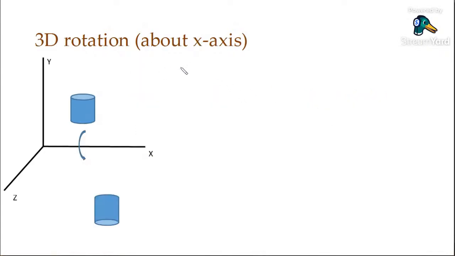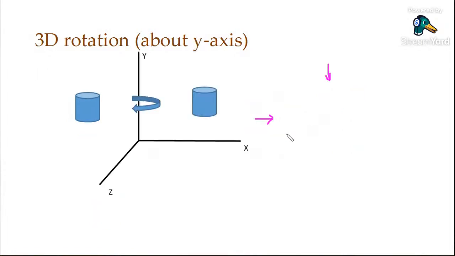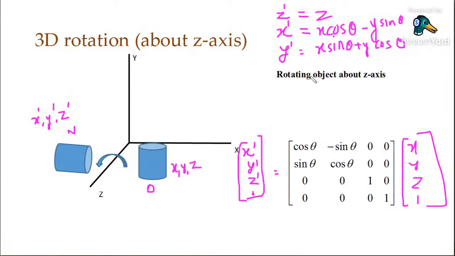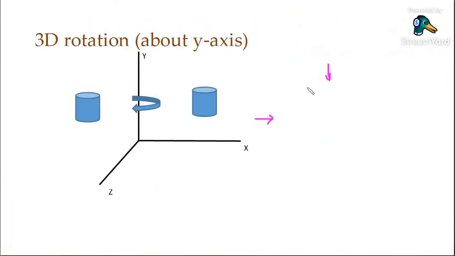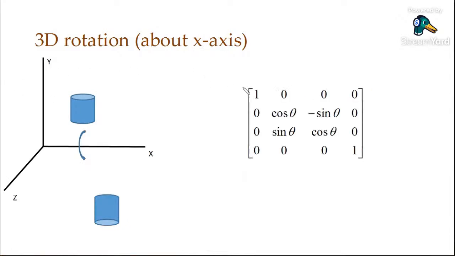Similarly, we have rotation about x-axis. So this is a rotation about x-axis. So 1 0 0 0, 0 cos theta minus sin theta 0, 0 sin theta cos theta 0, 0 0 0 1. So this is once the same equation you can consider for x dash y dash. Same equation you can extend for 3D rotation about y-axis and 3D rotation about x-axis. So this is about the 3D rotation matrices. So you must remember all those matrices, and you must continue with these matrices.